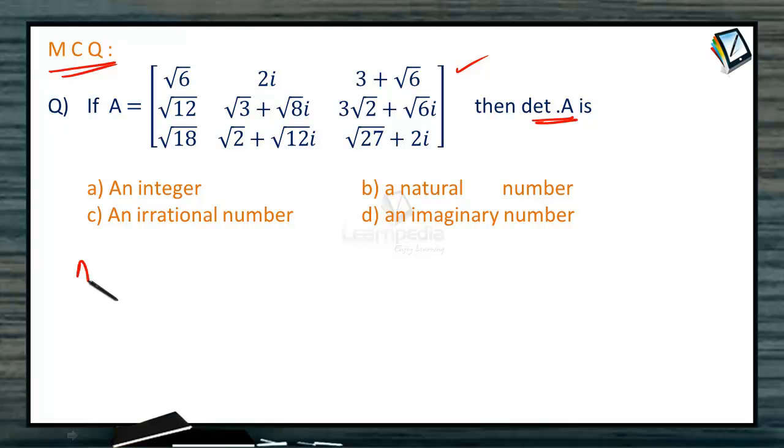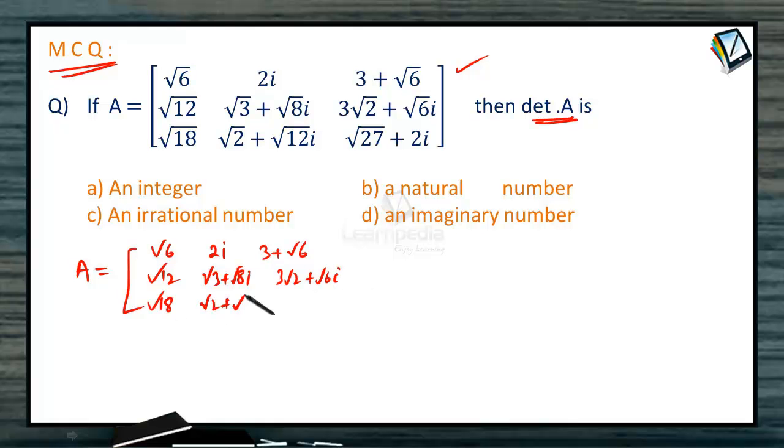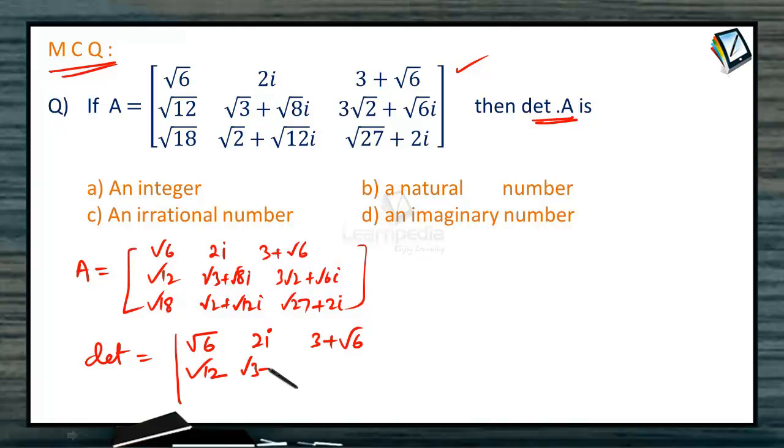Well, let us take matrix A, that is root 6, 2i, 3 plus root 6; root 12, root 3 plus root 8i, 3 root 2 plus root 6i; root 18, root 2 plus root 12i, root 27 plus 2i. If we take the determinant of this, the determinant will be the same array of entries.